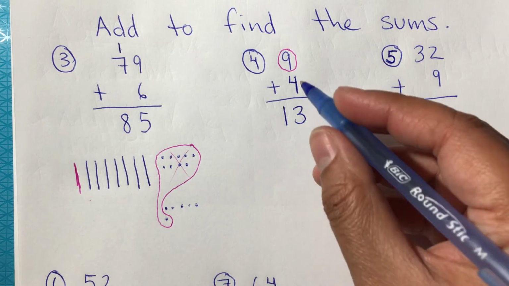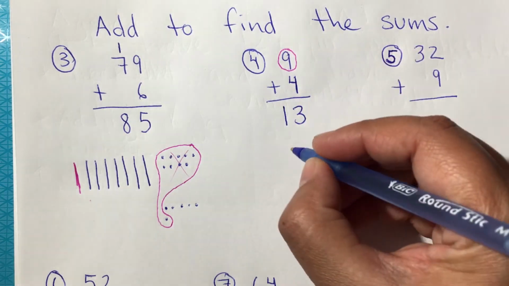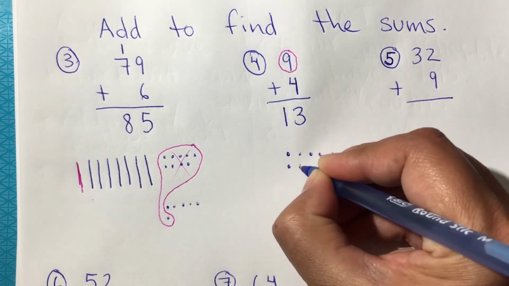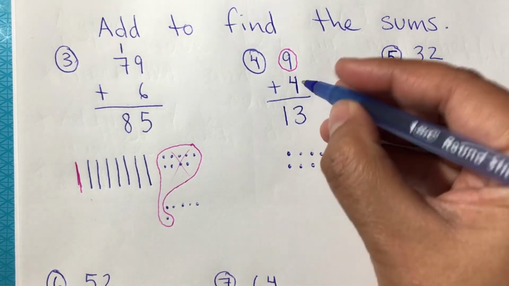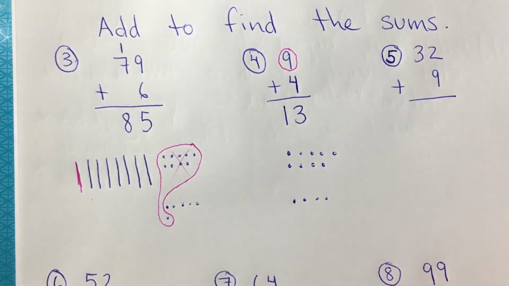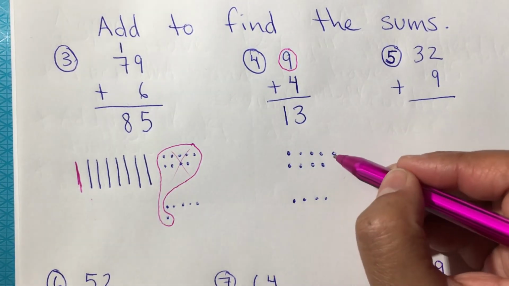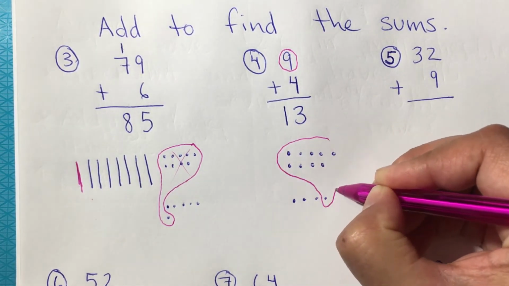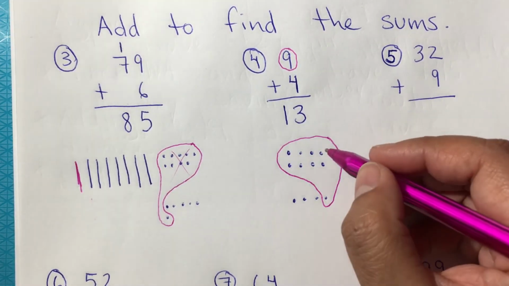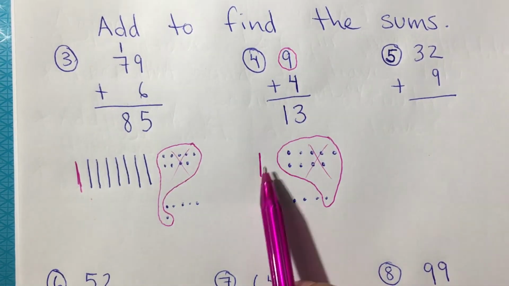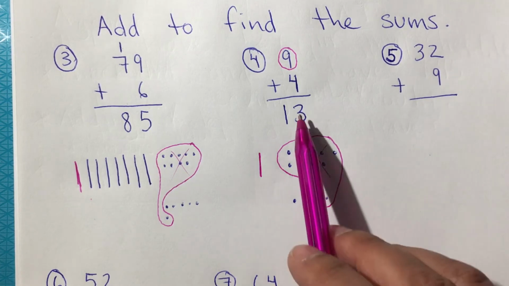In here, we don't have any tens. So it's just 9, 1, 2, 3, 4, 5, 6, 7, 8, 9. And then we're adding 4 more. 1, 2, 3, 4. We regroup. We have 9 and 1 more will make 10. Those regroup to a 10, and now I have 1 ten and 3 ones.